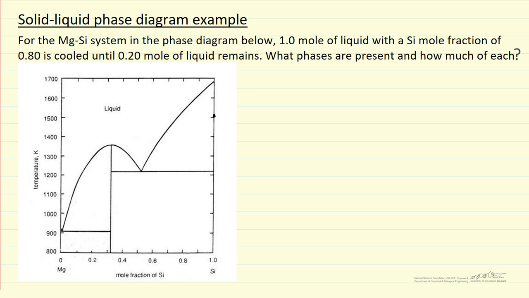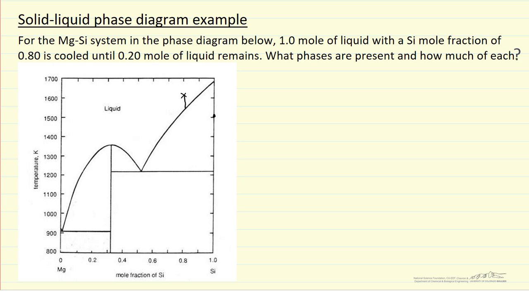In this example, we're given a solid-liquid phase diagram for a magnesium-silicon system. It says we start with 1 mole of liquid and the silicon mole fraction is 0.8. So that means we're up at high enough temperature, somewhere around here, at a mole fraction of 0.8. And then we're going to cool this down until we have 0.2 of a mole of liquid, and we want to know, when that happens, what phases we have and how much of each of those phases.